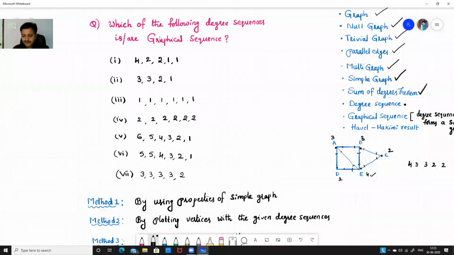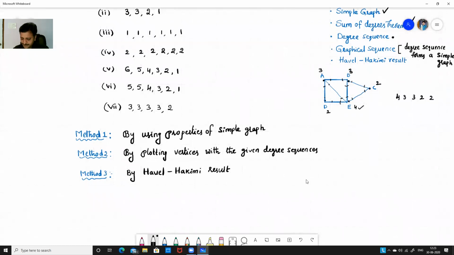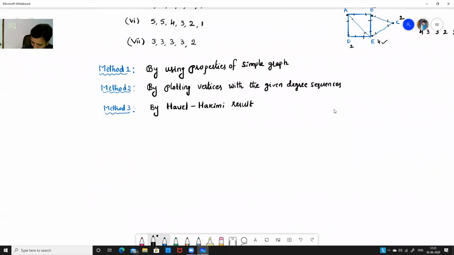Now look at the first one. Which of the following degree sequences are graphical sequences? Means which of the following degree sequences are forming a simple graph? What are the properties we have for discussing whether the degree sequence is a simple graph or not? I'll list out the properties of simple graph once again here.